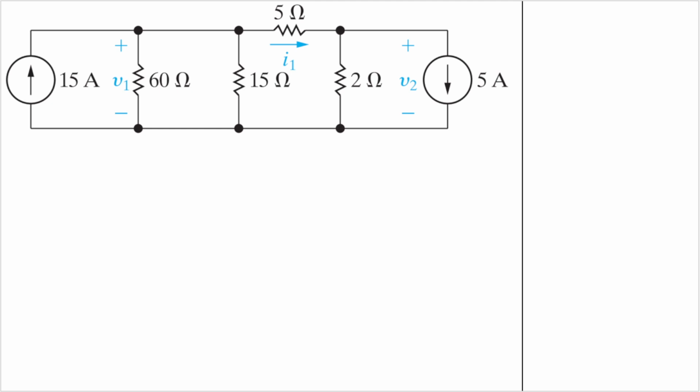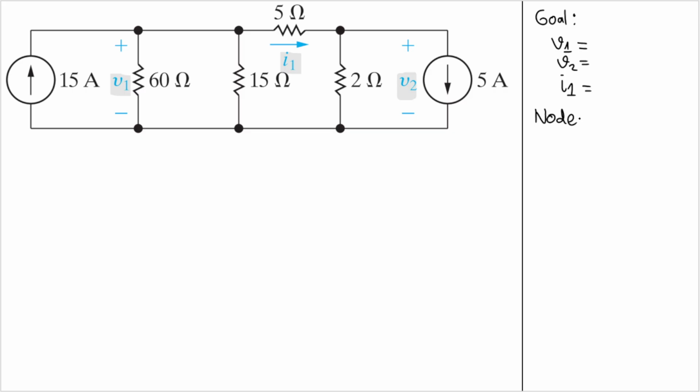Hello, in this video I will explain how to find V1, which is the voltage across this 60 ohm resistor, and then V2, which is the voltage across this 2 ohm resistor, and then I1 here, which is the current that passes through the 5 ohm resistor. So that is our goal, which is to find V1, V2, and I1, right? So we have three goals here, and we need to use the node voltage method.